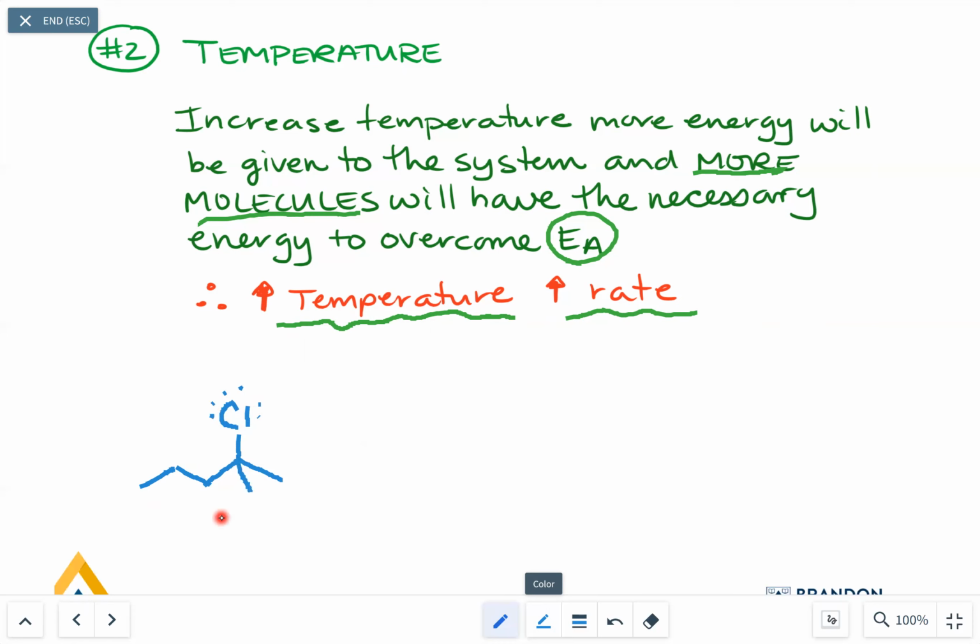Something like this. And I drew an arrow like that. And we are going to make two molecules. It's going to have a positive charge. Chloride. So basically, you take your bottle with the chlorine in it, and you make a carbocation and chloride.